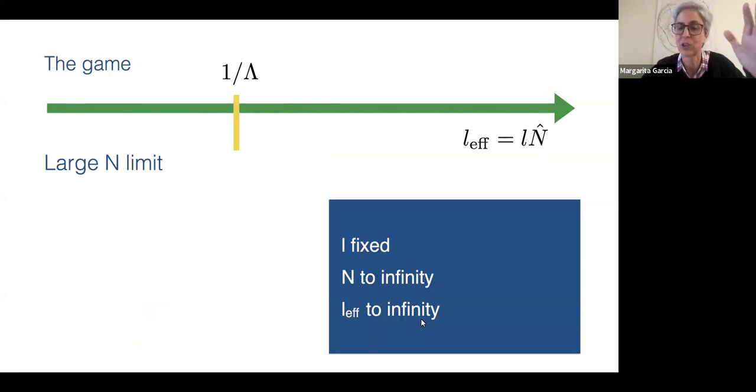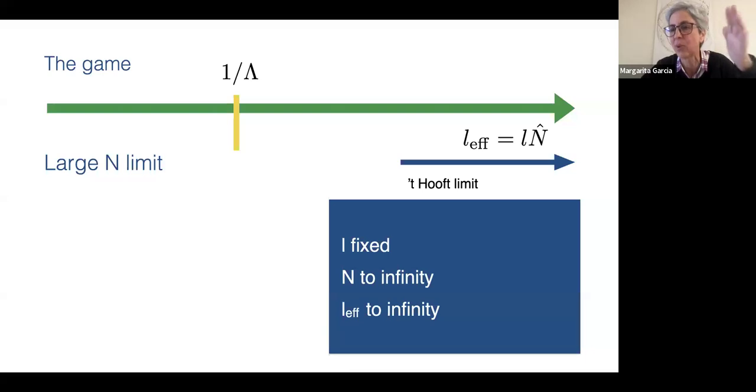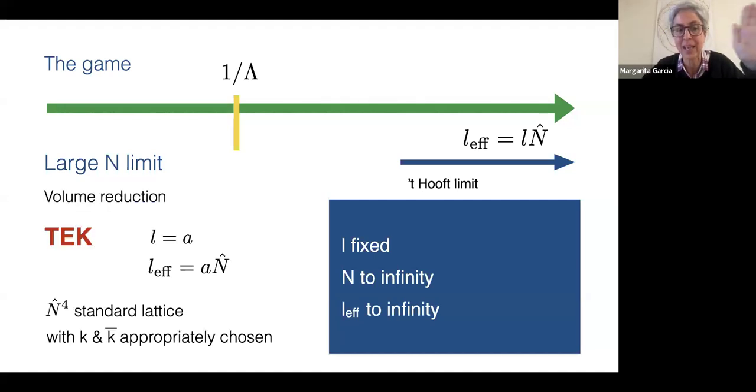In principle, this controls the dynamics. So in that limit, we are reaching the large n limit. Planar diagrams die away, and we are in the large n limit. For TEK, the period is set to the lattice spacing. The effective volume is the lattice spacing times this n hat. And we will work as if we were on an n hat to the 4 standard lattice. For TEK, it will be a square root of n to the 4 standard lattice, as long as we have the flux appropriately chosen, okay?